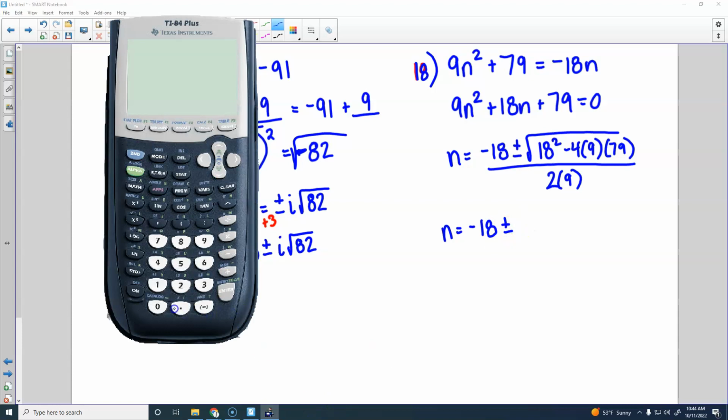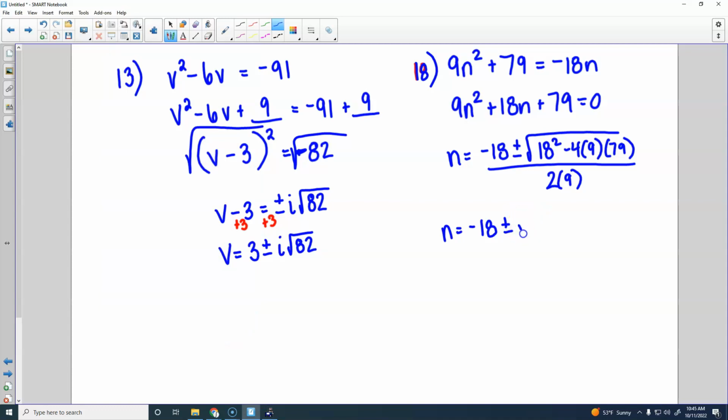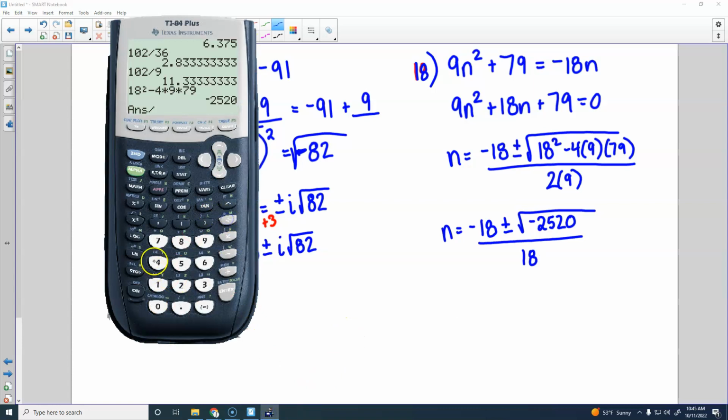And then 18 squared minus 4 times 9 times 79 is going to give me negative 2,520, all over 18. 2,520, let's break that down. 4 does, so let's try 2,520. Try 16. No.